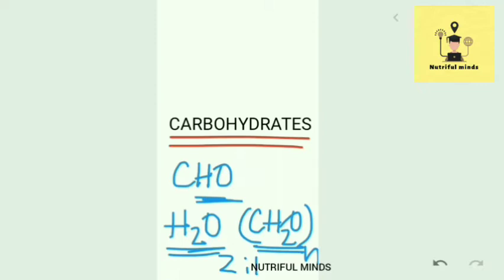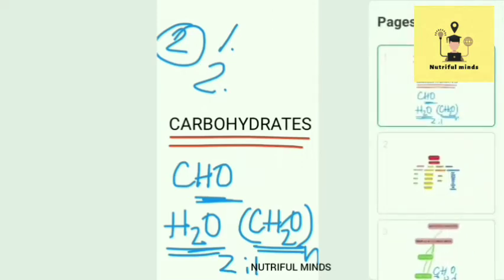We are going to look into two types of classifications. First one would be the simple classification and second one would be the classification based on its sugar units. Stay tuned till the end of the video for an extra important fact about carbohydrates. Let's get into the simple classification.